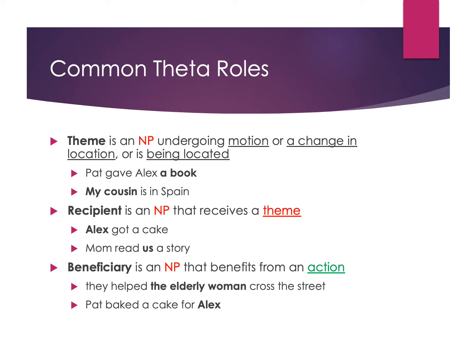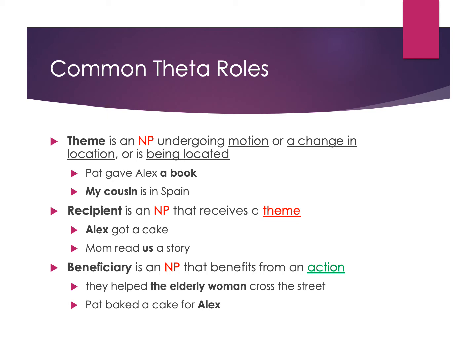So they helped the elderly woman cross the street. The elderly woman would be the beneficiary of help. Or Pat baked a cake for Alex. We don't know if Alex has received the cake. We don't know if the cake has been delivered, but we know that the cake is for Alex. So in this case, Alex is benefiting from the baking specifically, even though they may or may not have the cake in their possession already.